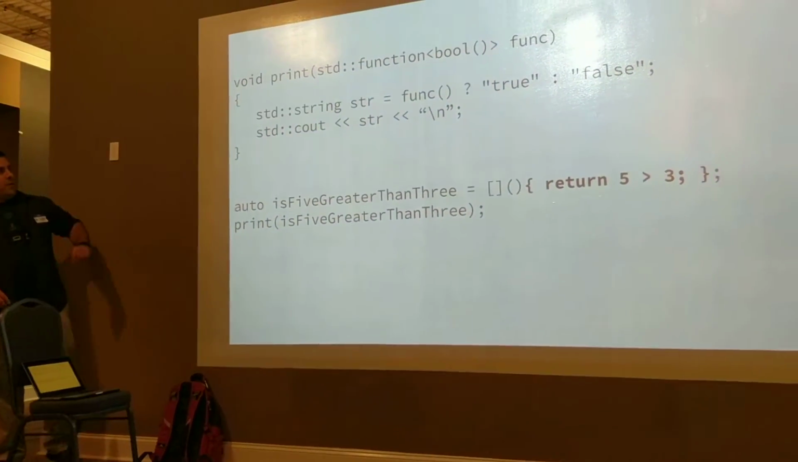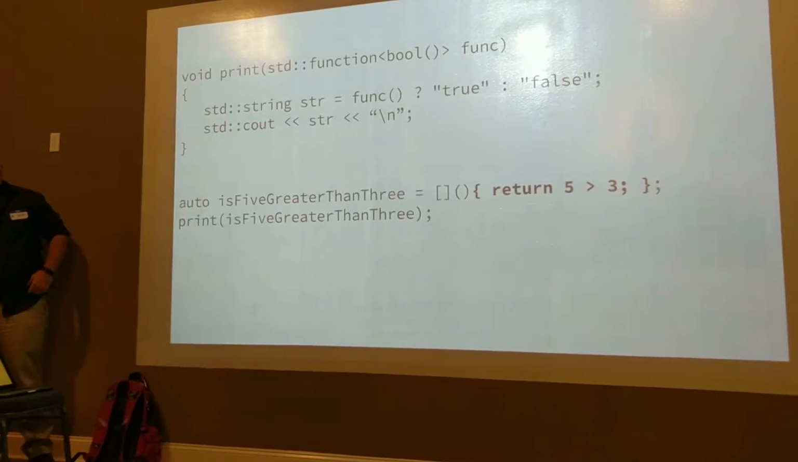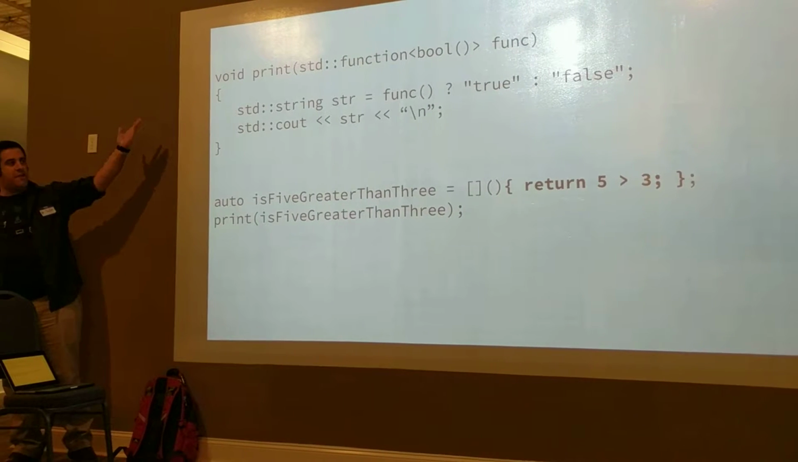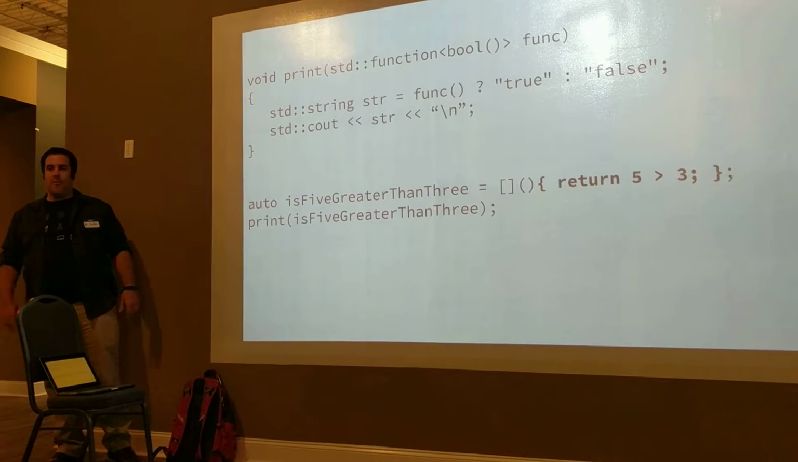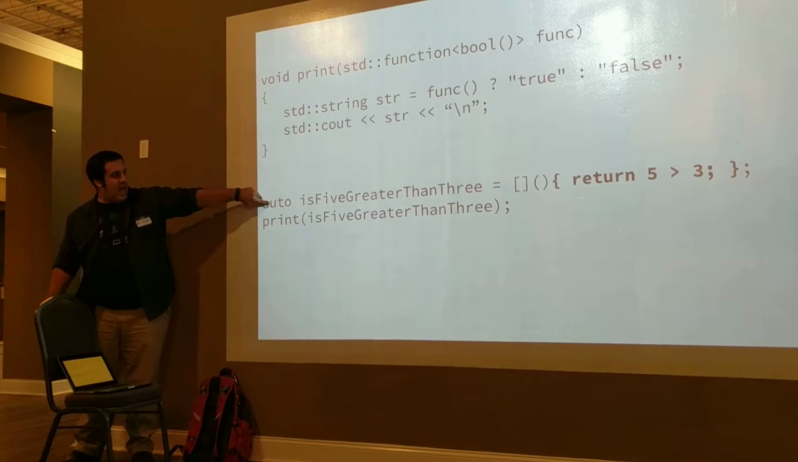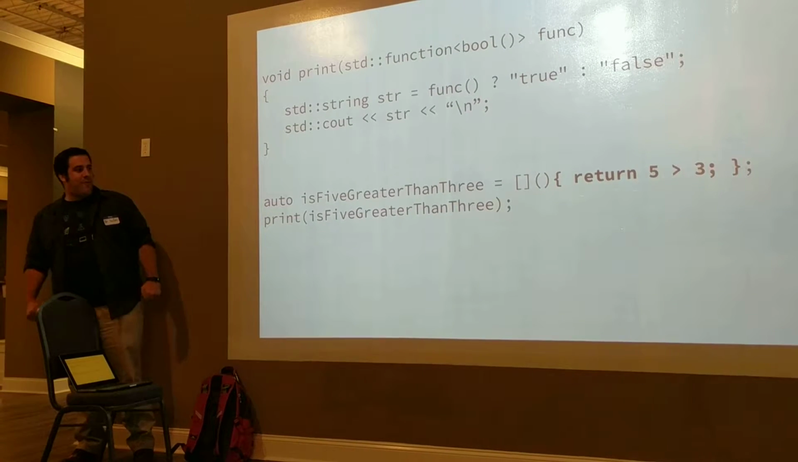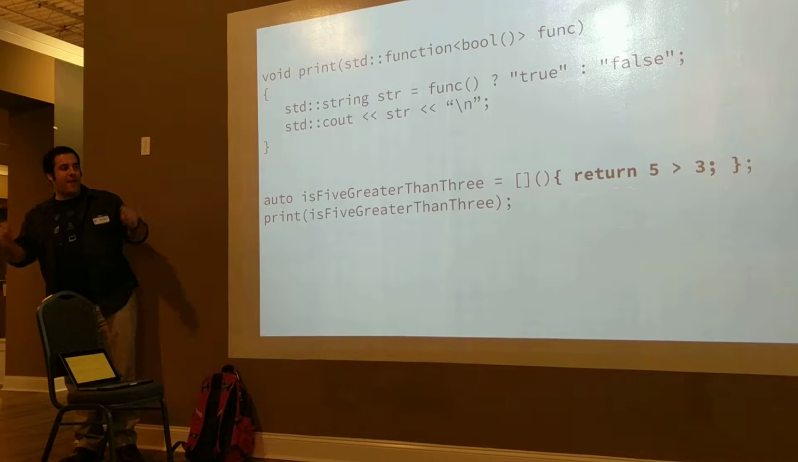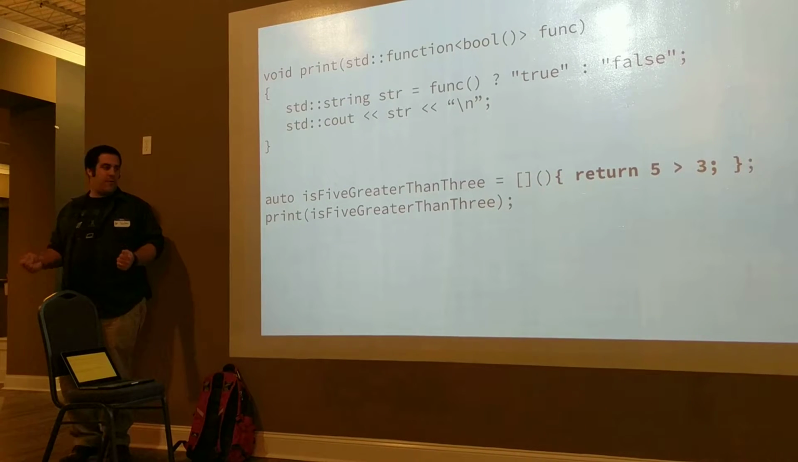I have some code here. I have a print function that takes in a std::function, and it just evaluates it with the ternary operator as true or false and prints true or false. Real simple. I have this right here: auto is5GreaterThan3 equals a lambda expression. And inside that function body, I have return 5 is greater than 3.